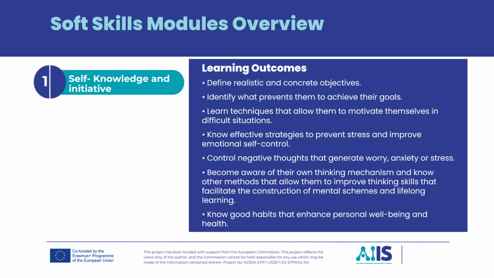The students, after the completion of this module, will be able to define realistic and concrete objectives, identify what prevents them from achieving their goals, learn techniques that allow them to motivate themselves in difficult situations, know effective strategies to prevent stress and improve emotional self-control, control negative thoughts that generate worry, anxiety, or stress, become aware of their own thinking mechanism, and know other methods that allow them to improve thinking skills that facilitate the construction of mental schemes and lifelong learning, know good habits that enhance personal well-being and health.